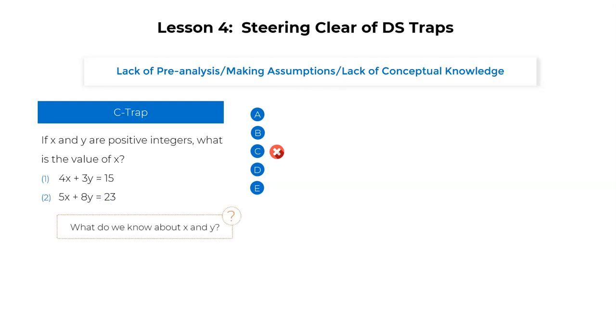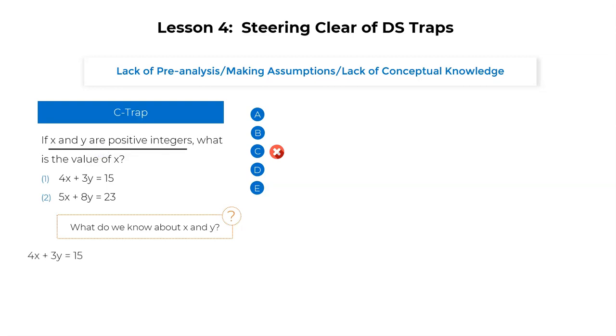Ideally, you should do some pre-analysis before moving to any statements. Ask yourself, what do we know about x and y? If you ask yourself that, you'll focus on the very important information given here, which is that x and y are positive integers. So there's a constraint on these variables. They have to be positive, greater than 0, so they can take values such as 1, 2, 3, and so on and so forth.